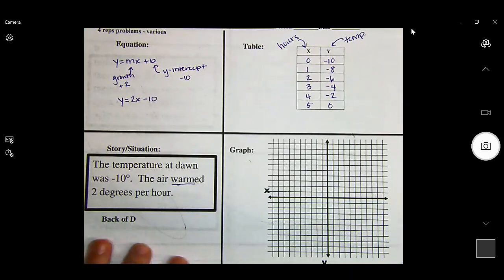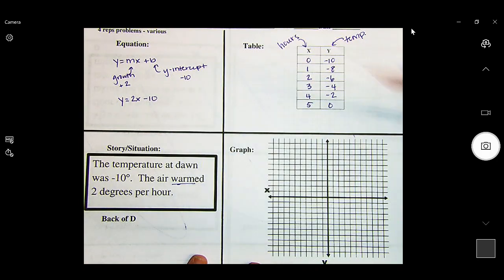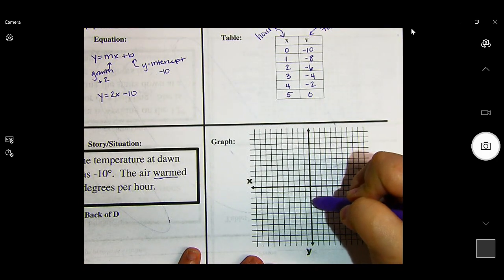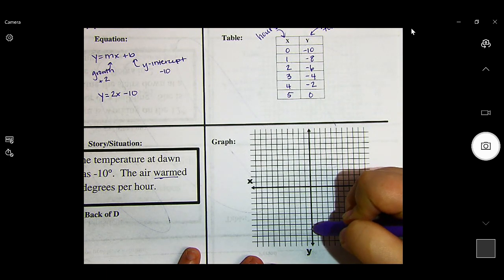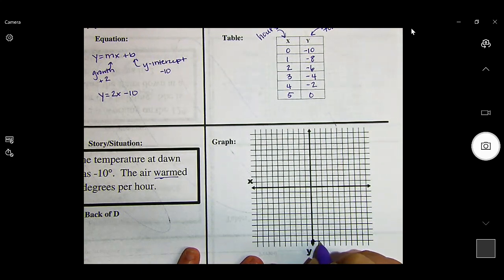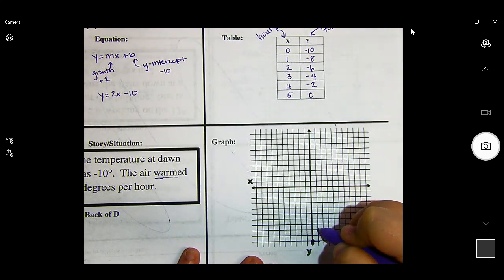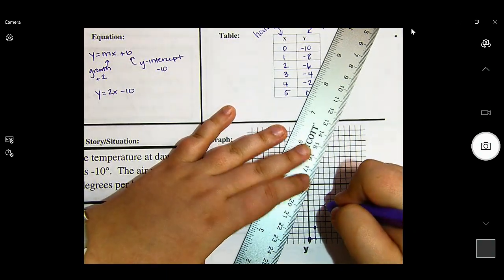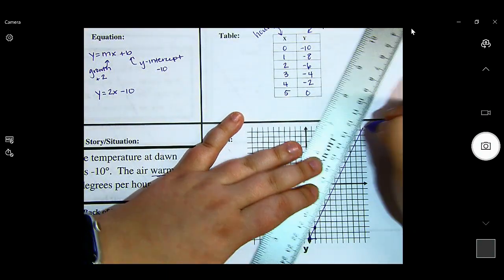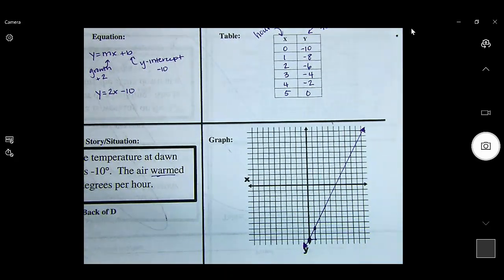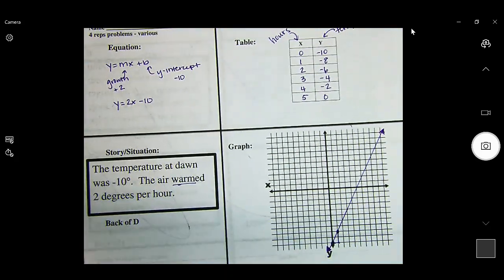Then going over to my graph, first thing I'm going to do is that y-intercept. So I'm going to put a point at negative 10. So 1, 2, 3, 4, 5, 6, 7, 8, 9, 10. And then every hour, I'm going up 2 degrees. So there's my second point. Now I can just create a line, add my arrows, and we're done. And that was our final representation or final scenario.